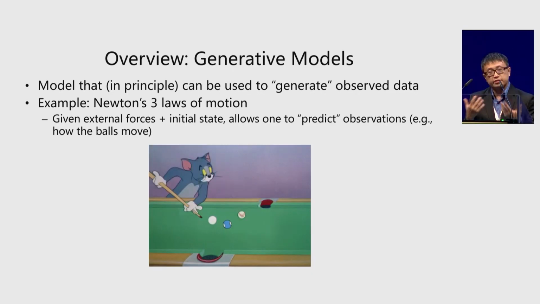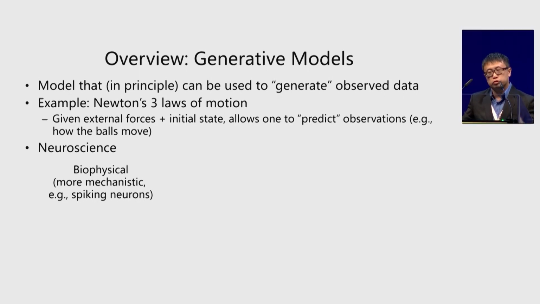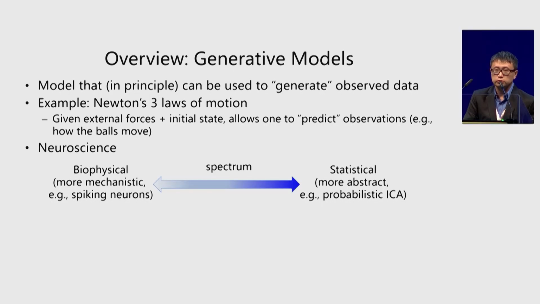This is an example of a physical generative model, but in neuroscience, there's actually a broad range of generative models. We can simplify things and say that at one end are biophysical generative models. For example, this might include things like a spiking neuronal network. These biophysical generative models can be highly detailed. For example, a single cortical column can be modeled with thousands of parameters. At the other extreme are statistical generative models. For example, probabilistic ICA is a statistical generative model.